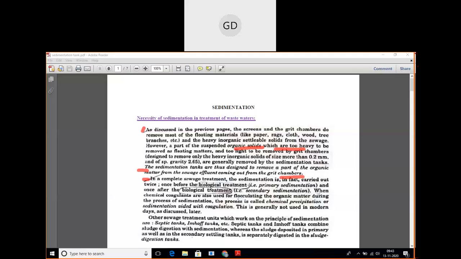Also, in wastewater engineering, there are certain sewage treatment units that work on the principle of sedimentation. So what are those treatment units? One is your septic tanks, which everyone knows. One is your Imhoff tank. Septic tanks, Imhoff tanks, it will come later. These two, septic tanks and Imhoff tanks, and many others, work on the principle of the sedimentation process. Okay, so now let's see the next one.